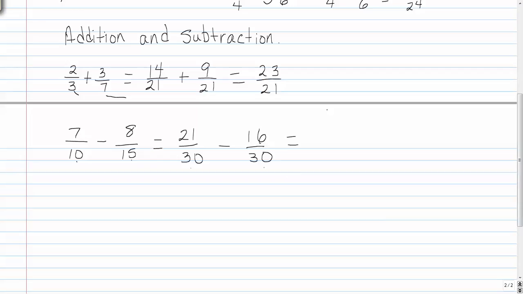Okay, 21 minus 16 is 5. We have 5 over 30. Now 5 over 30 will simplify because 5 will divide evenly into both of those. So 5 divided by 5 is 1. 30 divided by 5 is 6. So it simplifies to 1 over 6. Okay, so that's how you add, subtract, multiply, and divide fractions.